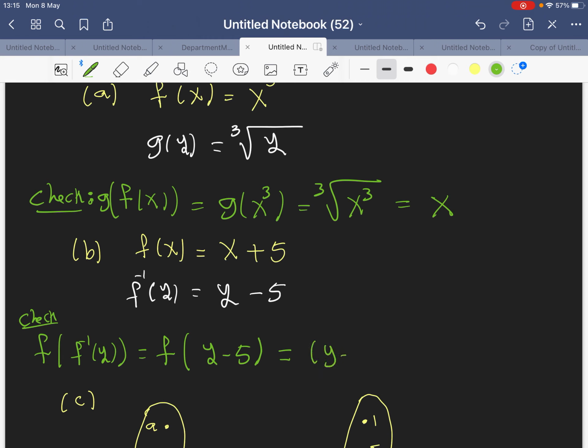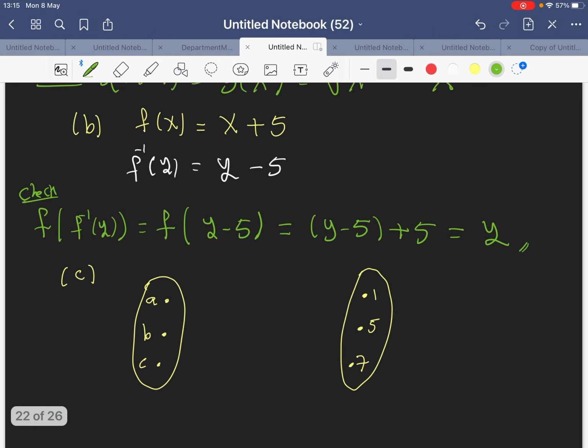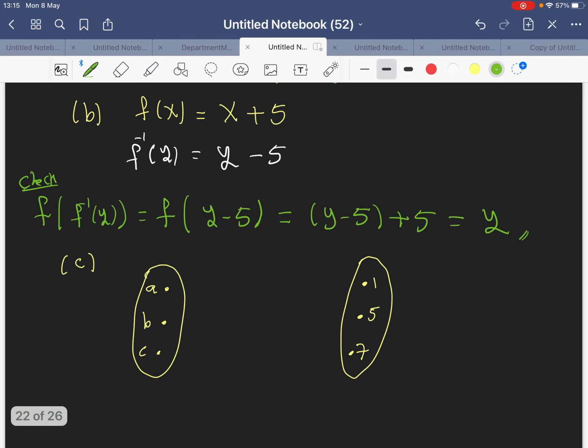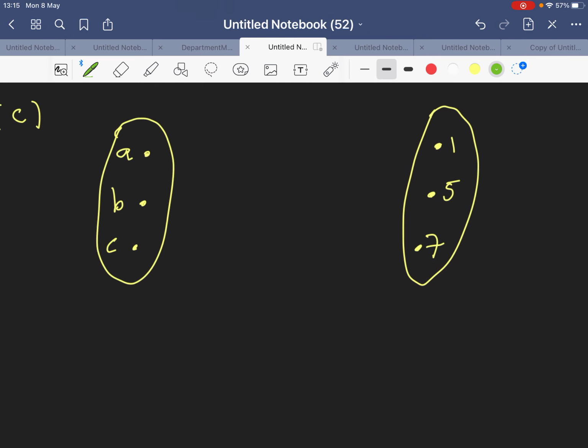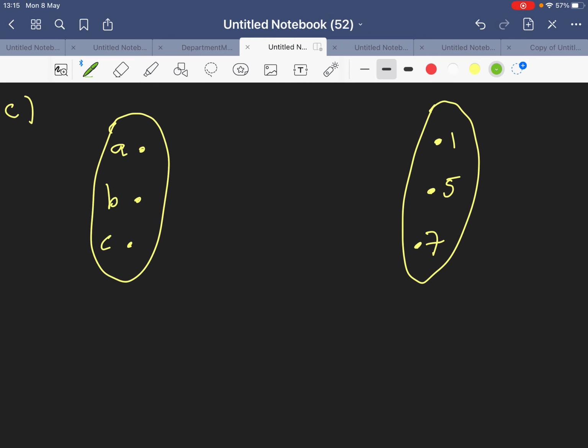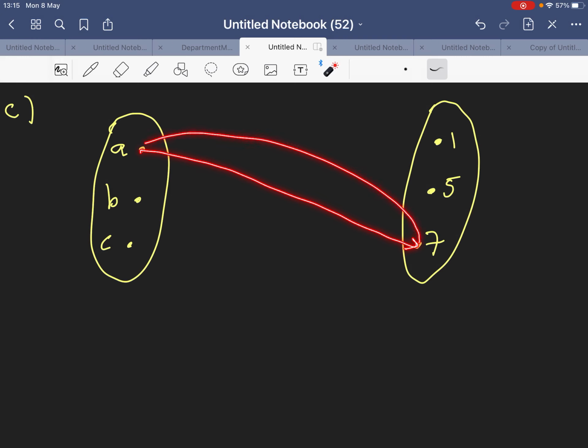Which means it will be y minus 5 plus 5, which is just y, which is exactly as expected. Now, for part C, and this is a very important question because it will show me how I can do the inverse function. Remember, the inverse function, I should go from A to somewhere, and then I should come back to itself. Remember, this is the inverse and this is the f.